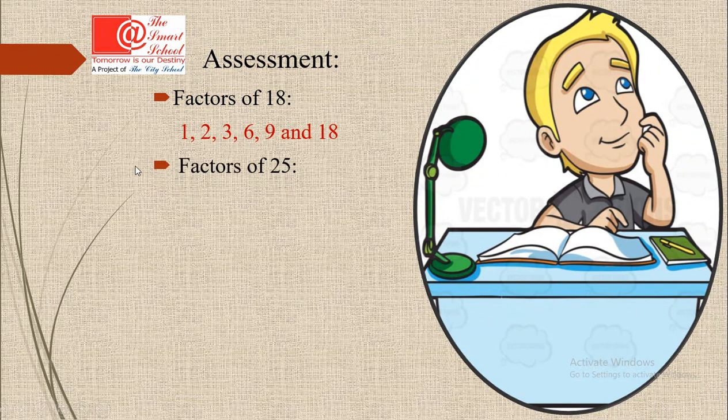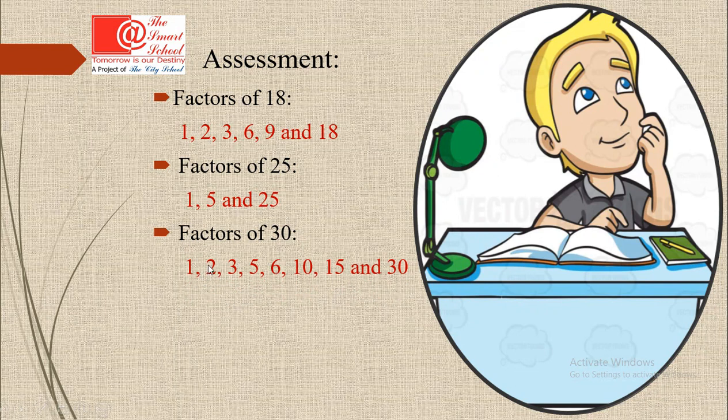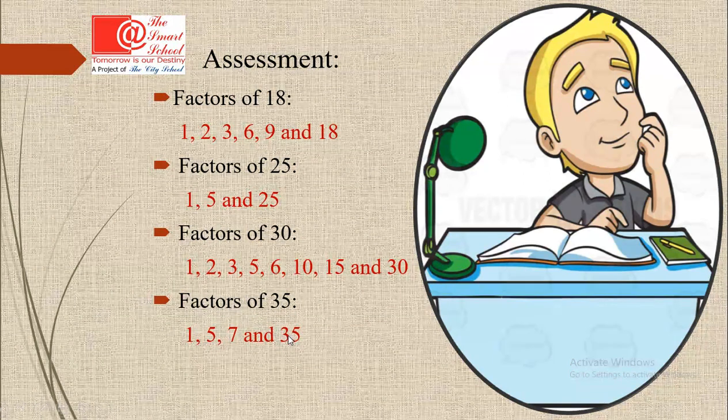Now the next question is factors of 25. Again, write in your notebooks and check your answer. Yes, the answer is 1, 5 and 25. The next is factors of 30. So the factors of 30 are 1, 2, 3, 5, 6, 10, 15 and 30. And the last question is factors of 35 and the answer is 1, 5, 7 and 35. I hope everyone has done correctly.